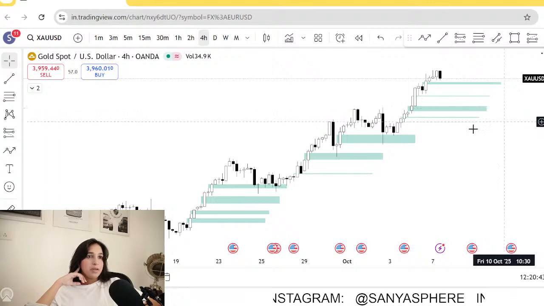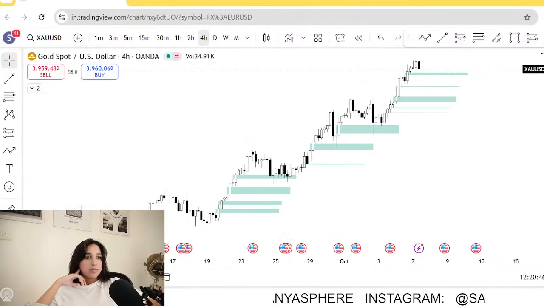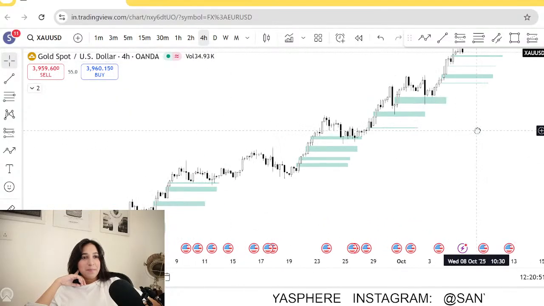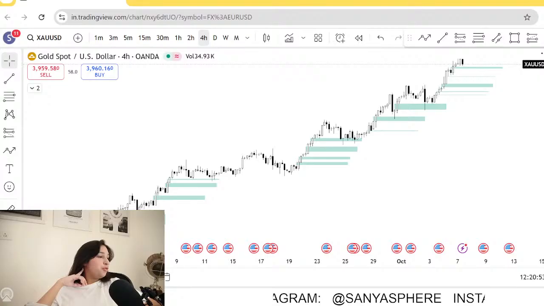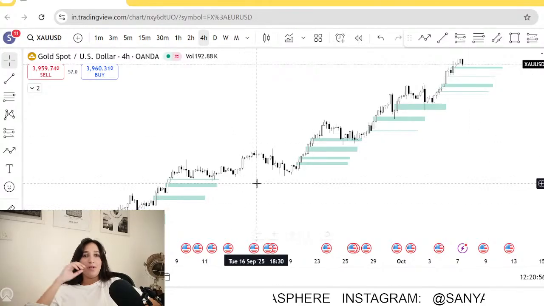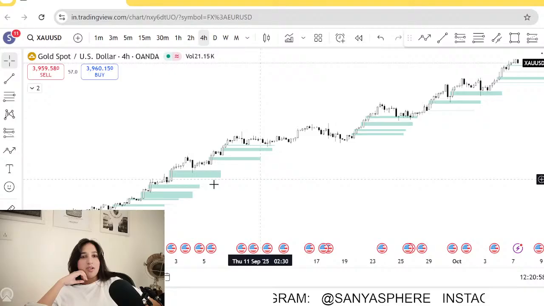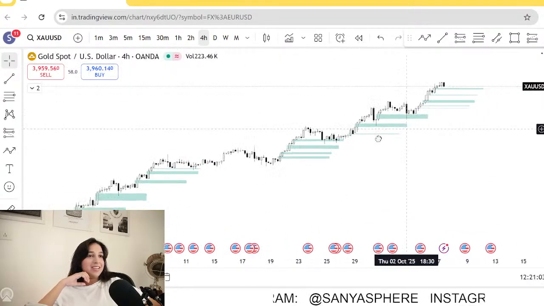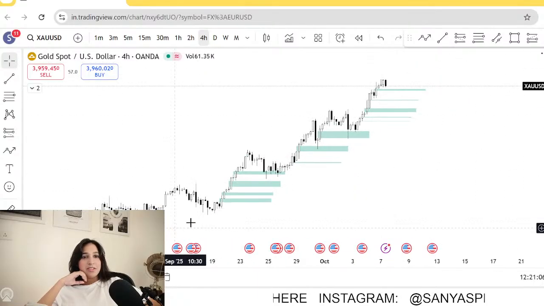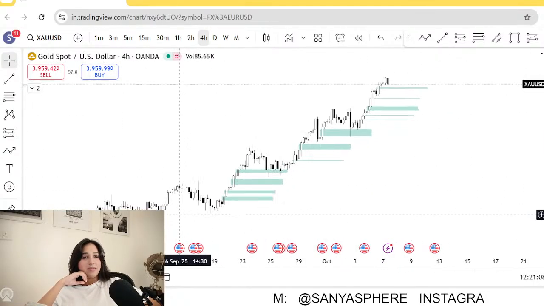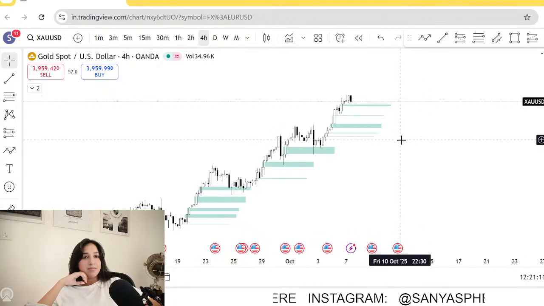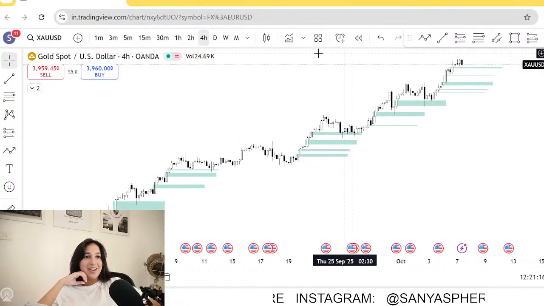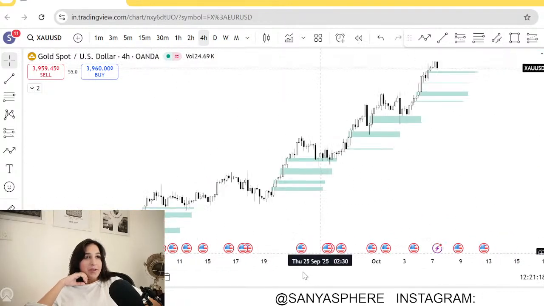Gold is just pumping. I feel like the dollar is soon to be crashing. I mean, if you wanna trade, just buy gold, place the buy orders in gold and you will be good. Such a clean, pure trend that's going up. It feels so good to see this kind of trend.